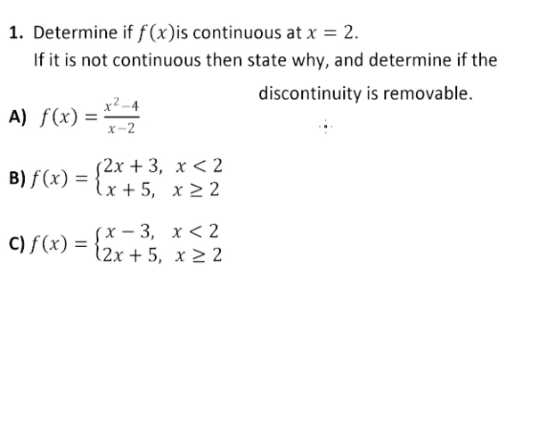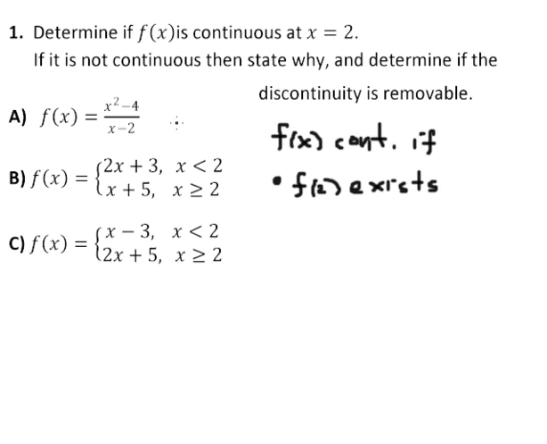If you recall, what does it take for a function to be continuous? Let's just write it down over here. F of x is continuous if, and there are 3 conditions. The first one is f of 2 exists. Or in other words, 2 is in the domain, and in this case 2 is not in the domain because of that x minus 2 in the denominator.